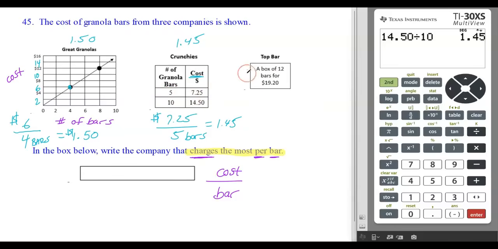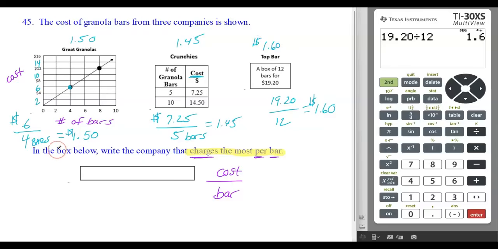Let's find the cost here for Top Bar. Let's see, so the cost is $19.20 divided by the number of bars. It says a box has 12 bars, so it's divided by 12. Clear this out. 19.20 divided by 12. Enter, and I get 1.6. Can tack a 0 on, that's 1.60.